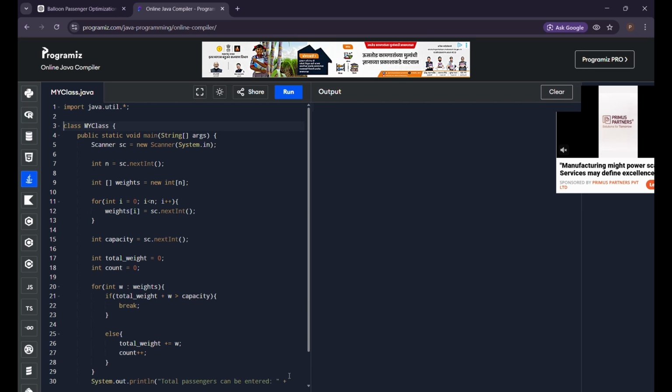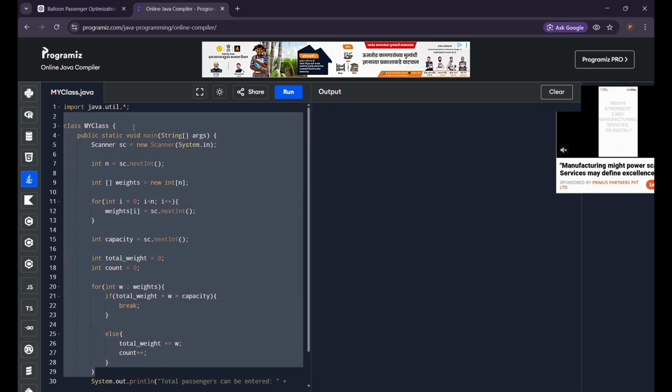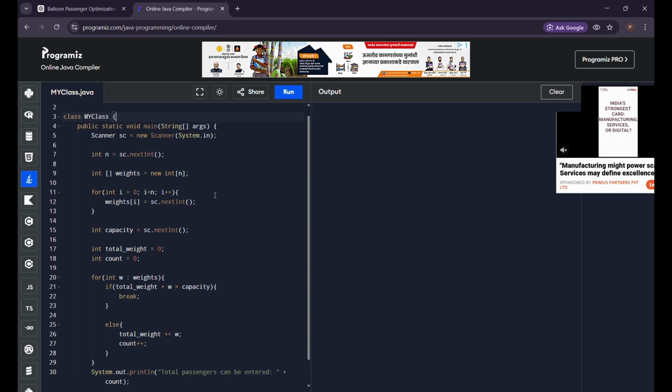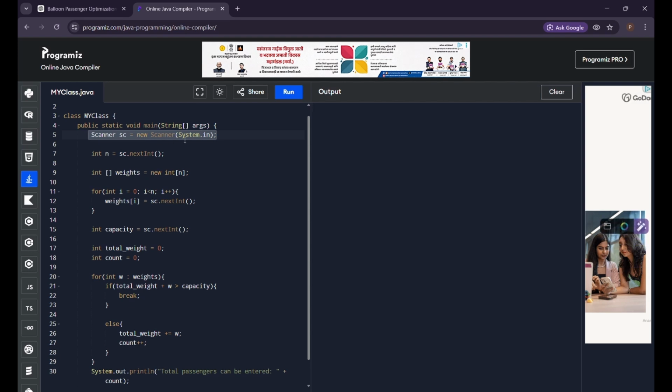So this is the code. I have implemented the logic using the Java programming language. You can implement it in your own language using its syntax, but I will explain the logic. First of all, I have used the Scanner class in order to take user input. Maybe in your programming language it is different.